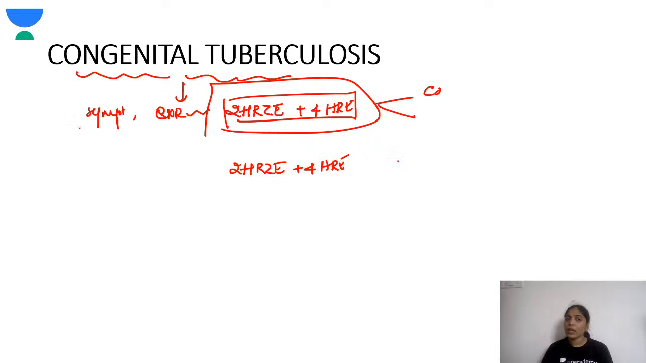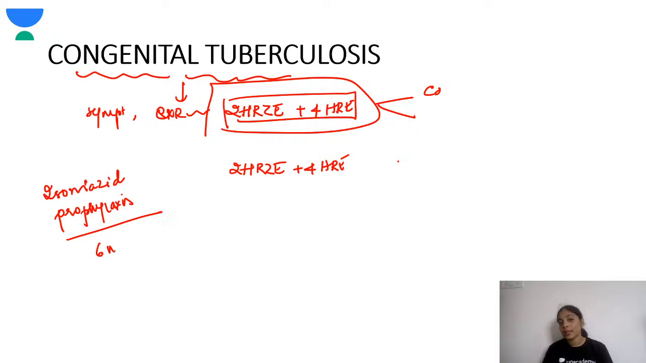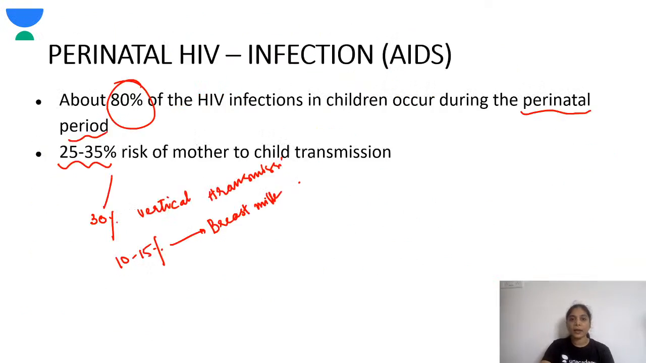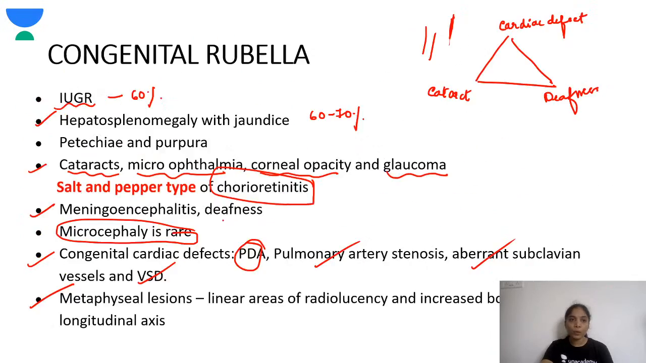Okay, so another thing, if the child has no symptoms of tuberculosis and the chest X-ray is fine, it is enough to give just isoniazid prophylaxis. Okay, this should be given for 6 months. This you should know. So this is about congenital tuberculosis. Yeah, so this is how you manage it, and now we'll have a quick revision.